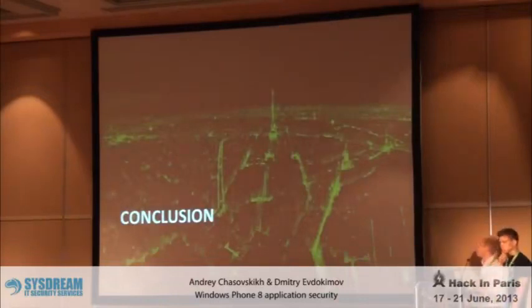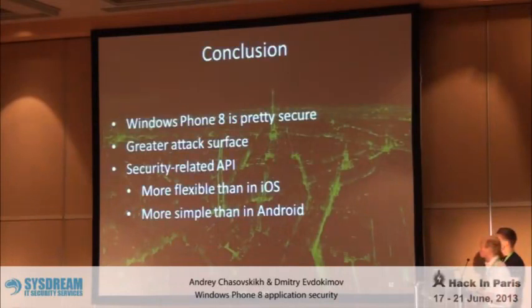So wrapping up, we had an overview of the Windows Phone 8 security model, and we consider it pretty secure, at least for now. We saw that Windows Phone 8 has a lot of new features, which may lead to new kinds of attacks. And what we noticed during this research is that all the security-related APIs used by developers are more flexible than in iOS. It gives developers more space to configure things, yet it's simple enough that developers shouldn't miss something important, not like in Android.